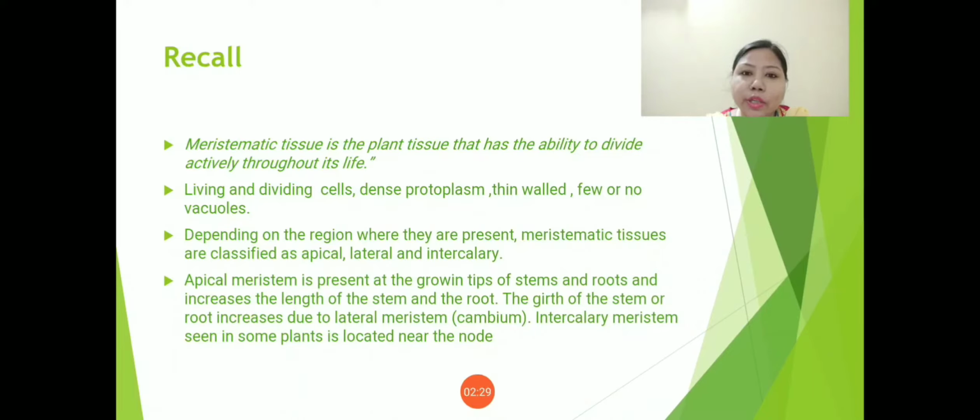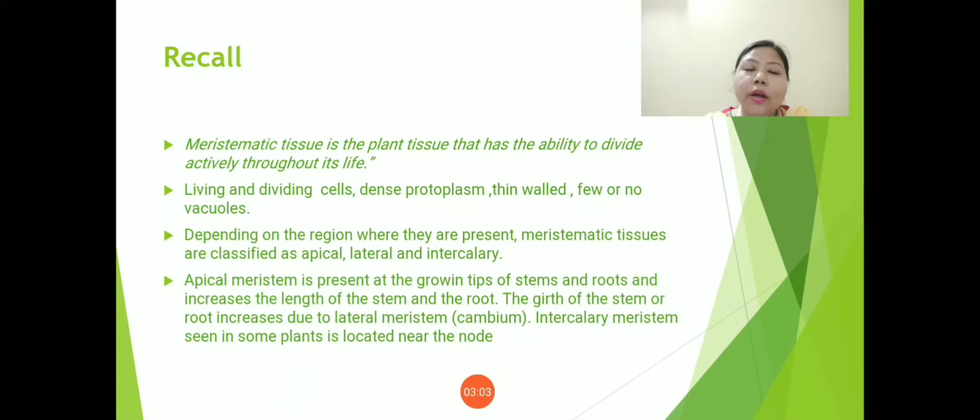The meristematic tissues are made up of the cells which have the ability to divide and it is active throughout its life. So the meristematic tissues are made up of cells which are living and they are dividing. They have dense protoplasm and may have few or no vacuoles at all, and they are thin walled. That means the cell wall is thin.